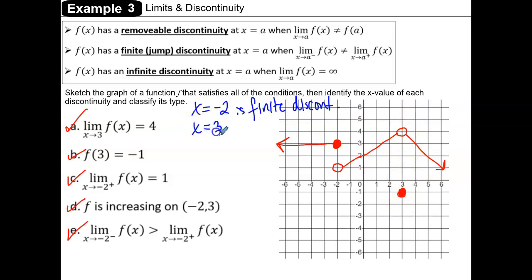Okay, then our next point of discontinuity we come to is here at x equals 3. And this time the left-sided limit and the right-sided limit do have the same value of 4. But the function does not evaluate to 4. The function evaluates to -1 at that x value of 3. So x equals 3 is a removable discontinuity. So x equals 3 is removable.